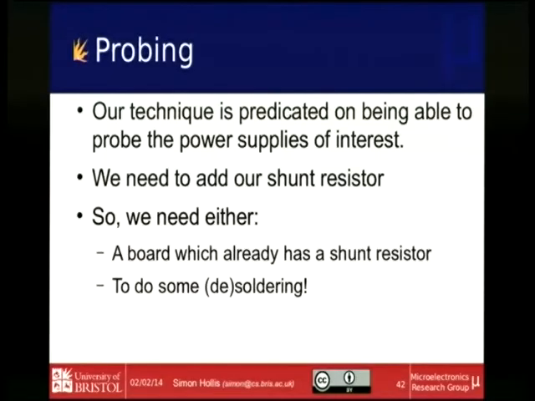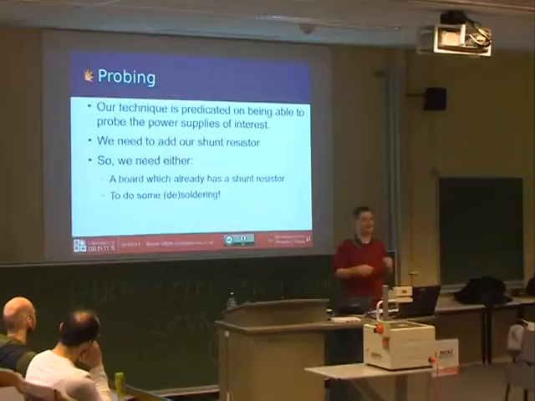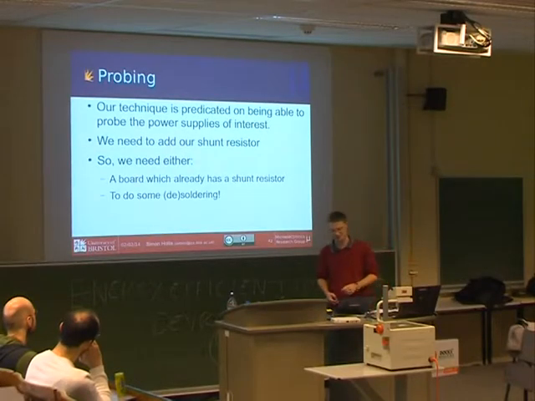One of the problems was we had to connect in this shunt resistor into our devices, which means we either need a board that has one, or we have to do some desoldering followed by some soldering. So what we have to do is remove one component to make space for soldering some wires, and then add in whatever you took off plus your shunt resistor.